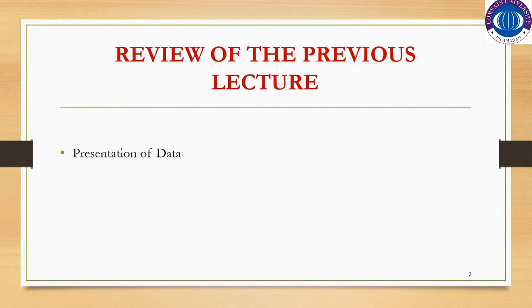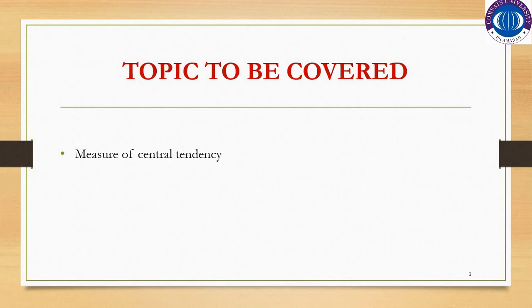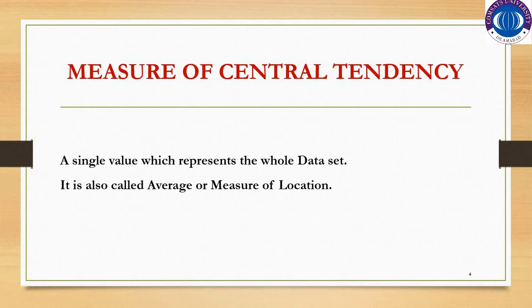data, as we know that statistics is an art or science used for the collection, presentation, analysis, and interpretation of numerical data. Now the analysis of the data has started. As the very first step for the analysis, we have to find the measure of central tendency. So what is the measure of central tendency? A single value which represents the whole data set. It is also called average or measure of location.